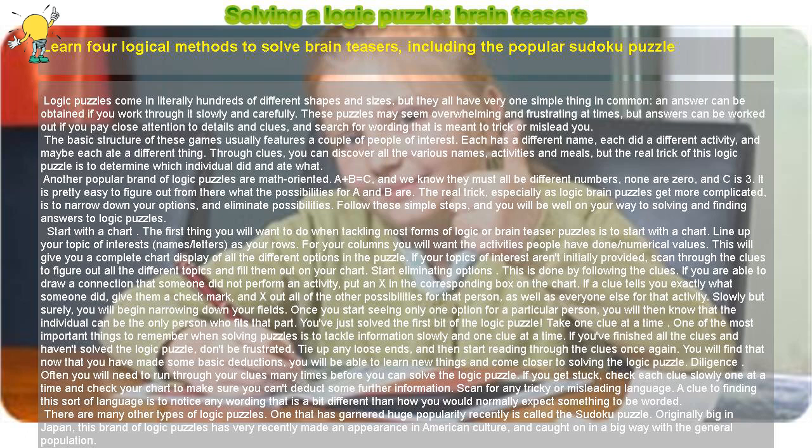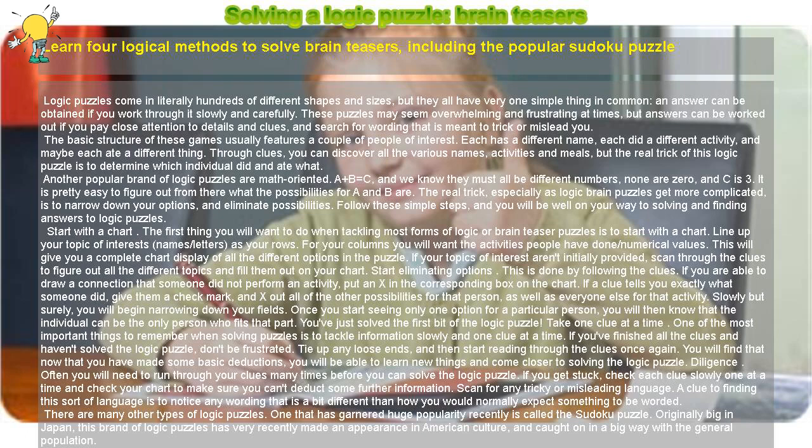Slowly but surely, you will begin narrowing down your fields. Once you start seeing only one option for a particular person, you will then know that the individual can be the only person who fits that part. You've just solved the first bit of the logic puzzle.